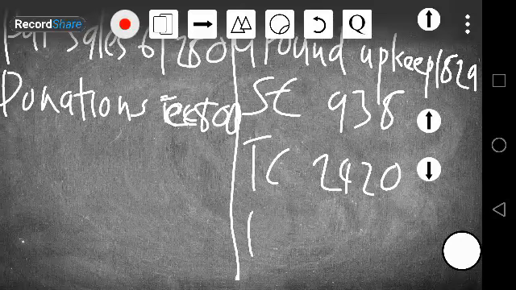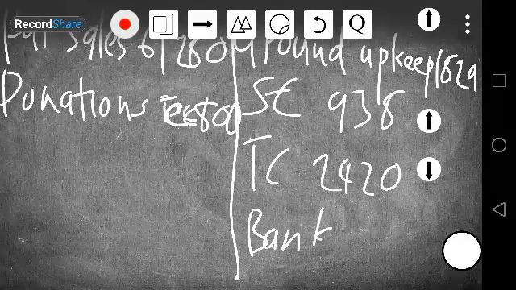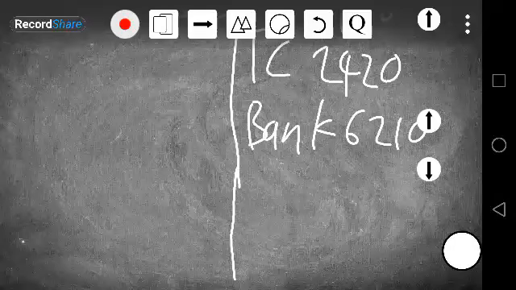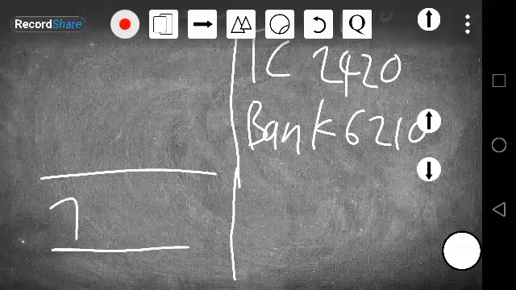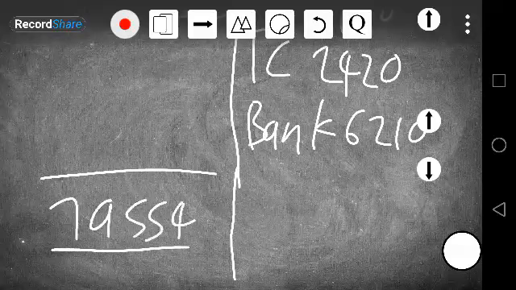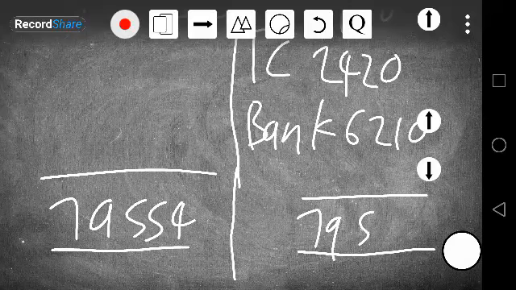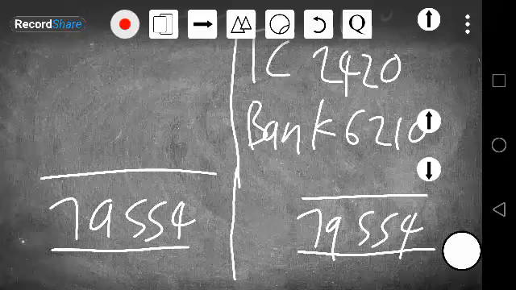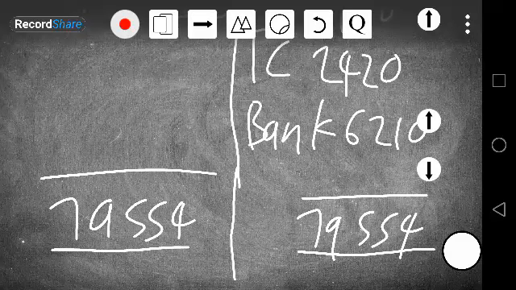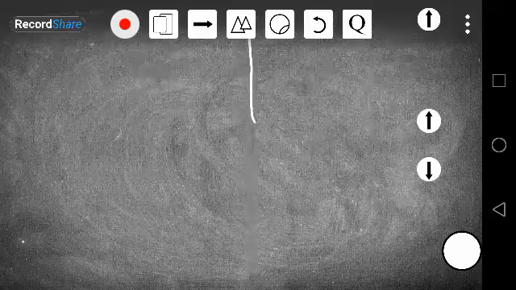The bank, there's 6,210. So you get 79,554. This side again, you get 79,554. Okay. So additional information. Let's move to additional information.